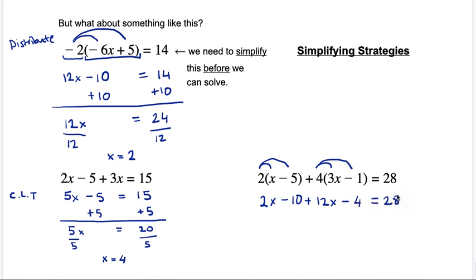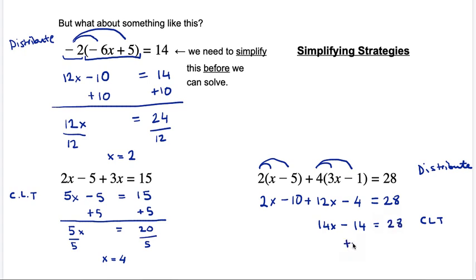So now let's combine like terms. So this one here was first we distribute, and then we combine like terms. All right, so combining like terms, we get 2x plus 12x, that gives us 14x, and we get negative 10 minus 4 is negative 14, and that's equal to 28.